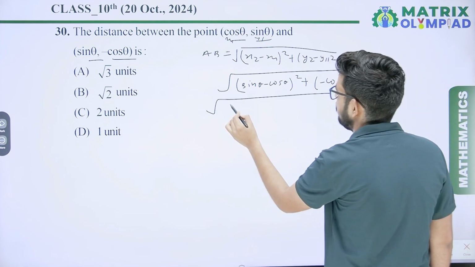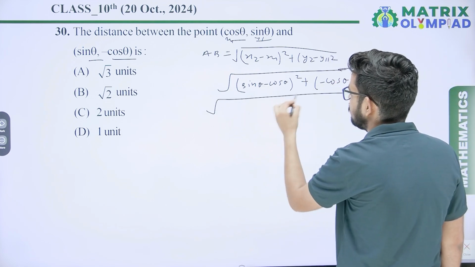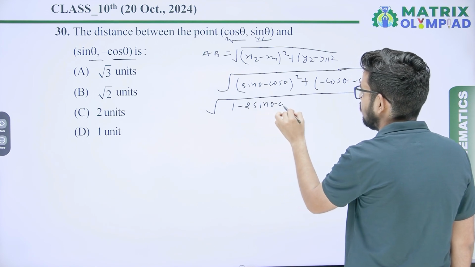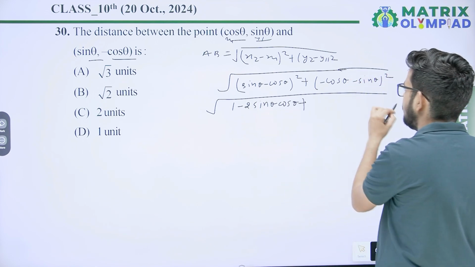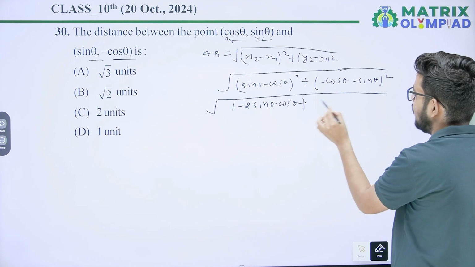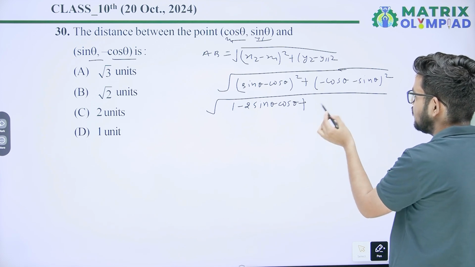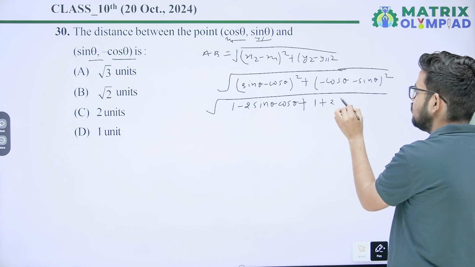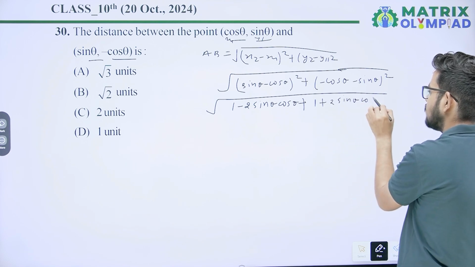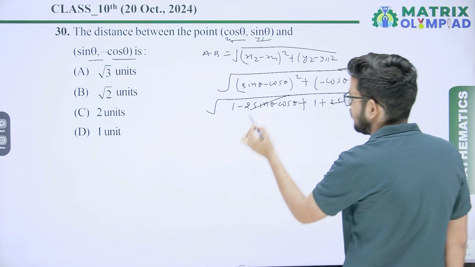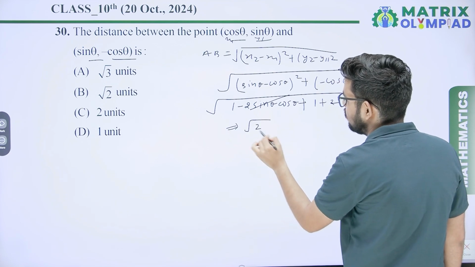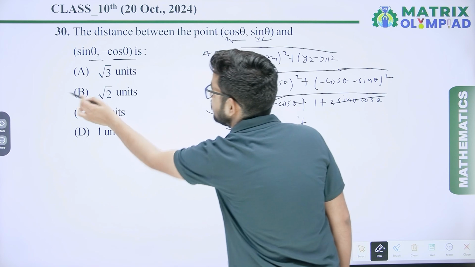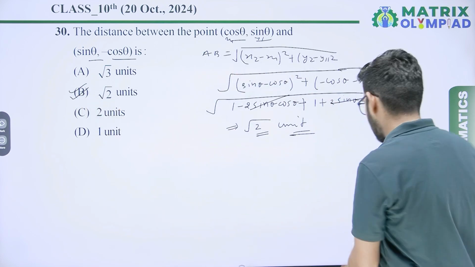After simplification we will get sin square theta plus cos square theta, that is 1, minus 2 sin theta cos theta, and similarly with the simplification we will get sin square theta plus cos square theta plus 2 sin theta cos theta, so 1 plus 2 sin theta cos theta. The 2 sin theta cos theta and minus 2 sin theta cos theta cancel out, so we will get root 2. So the distance will be root 2 unit. Option B will be the correct answer.